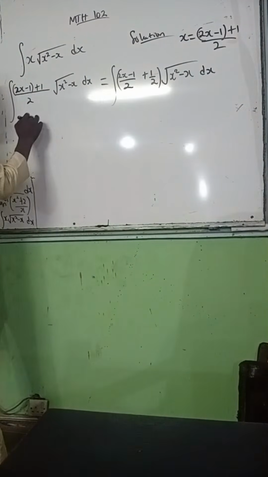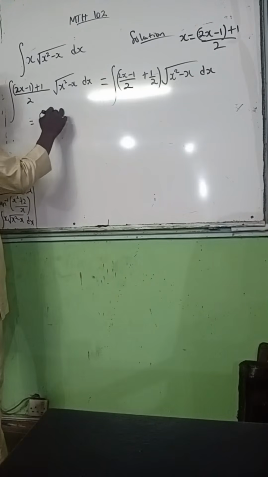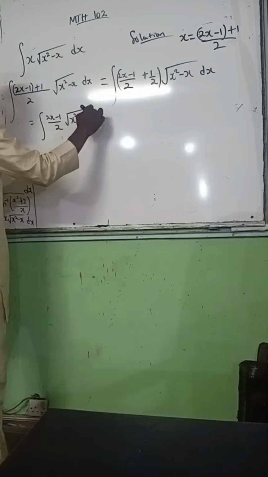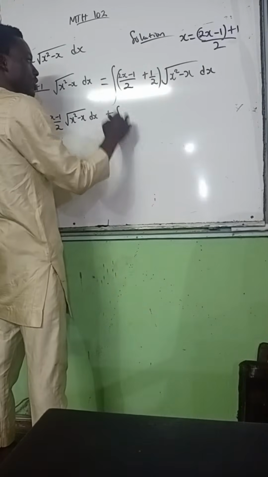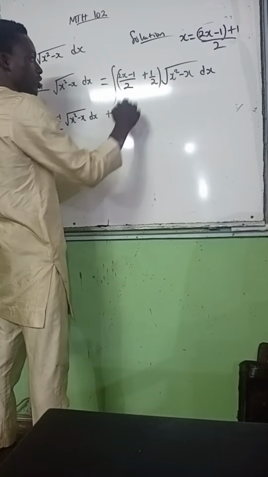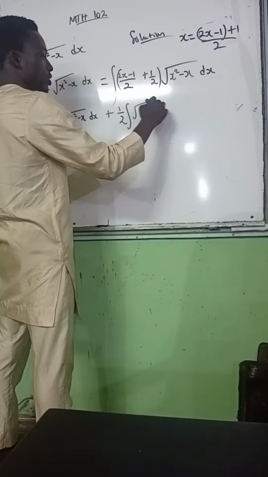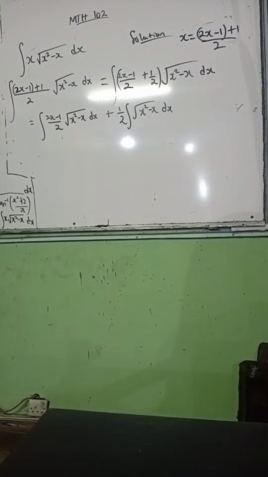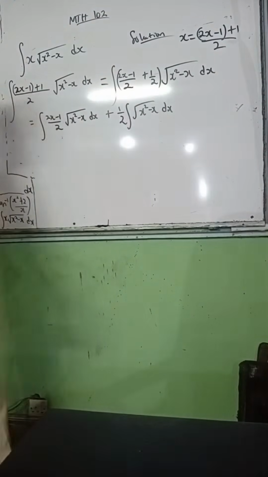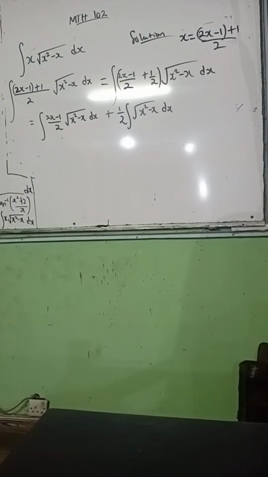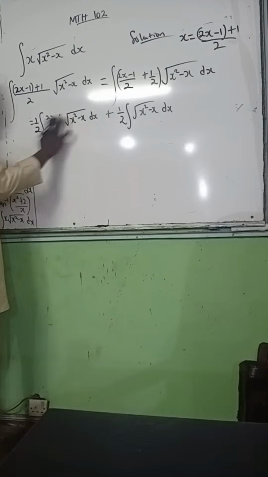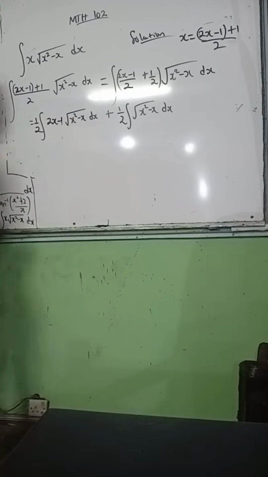So let's open the bracket. So I have the integral of 2x minus 1 over 2 root x squared minus x dx, plus the integral of 1 over 2 root x squared minus x dx. Are we clear on this part? This times this, you get this. This times this, you get this. So this 1 over 2 can actually come out. We only have 2x minus 1 here. Are we clear on that part?